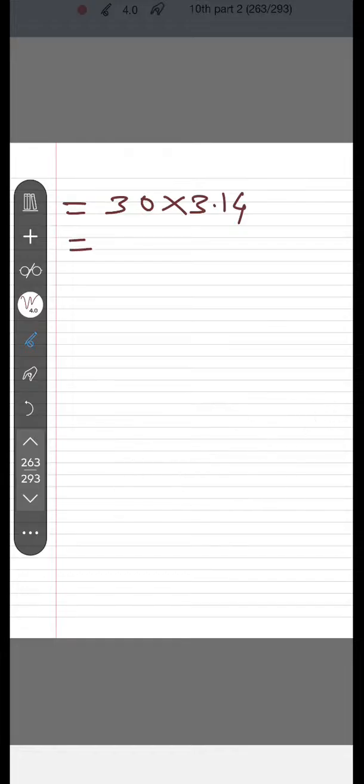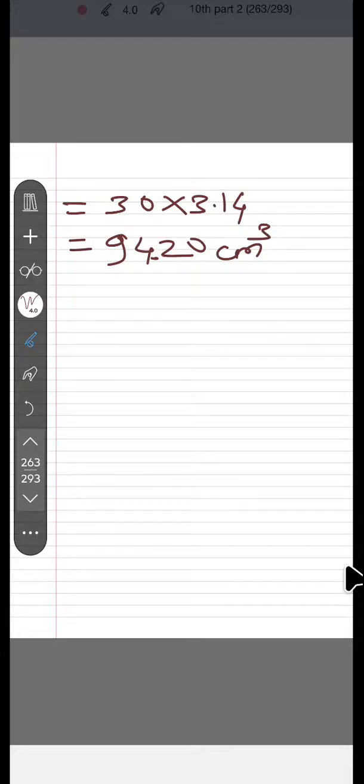So it is equal to 30 into 3.14, so let's multiply it. Here 3 fours are 12, carry forward 1, and so on. The decimal point will come here. So 94.20 centimeter cube, and that is nothing but the volume of this toy.